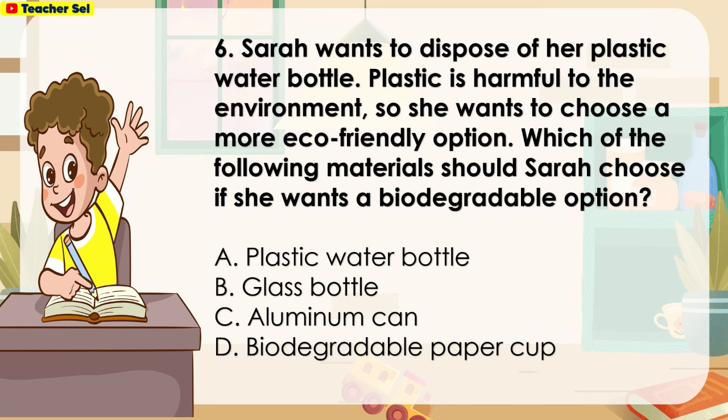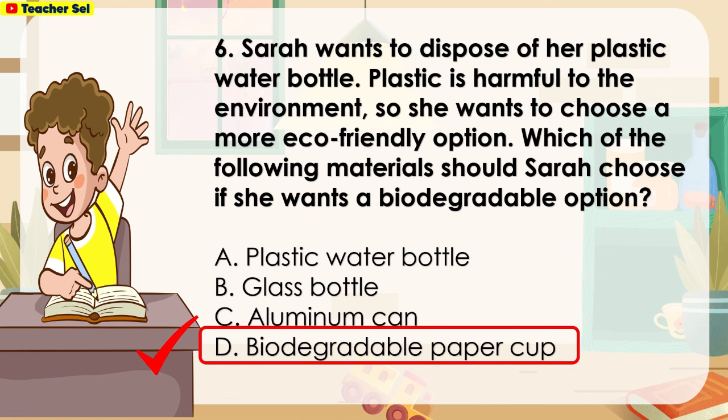Sarah wants to dispose of her plastic water bottle. Plastic is harmful to the environment, so she wants to choose a more eco-friendly option. Which of the following materials should Sarah choose if she wants a biodegradable option? Plastic water bottle, glass bottle, aluminum can, biodegradable paper cup. You're right, the correct answer is biodegradable paper cup.